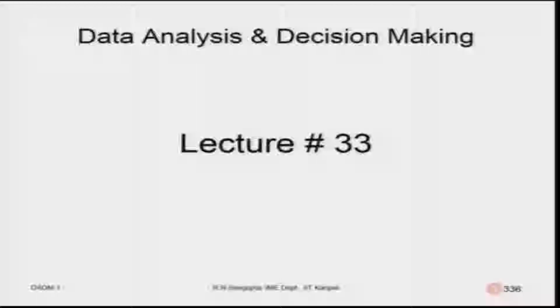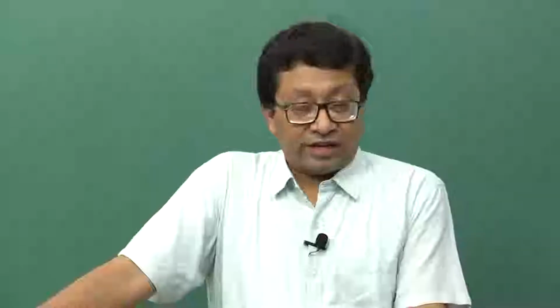So, we are in the 33rd lecture, and in the 32nd lecture, if you remember, we discussed very briefly, with an example for the multinomial model, that contraception example, and we drew the graph.